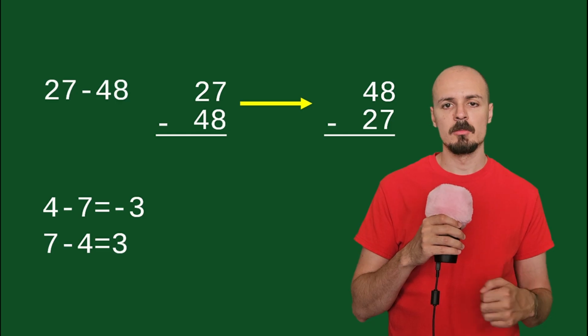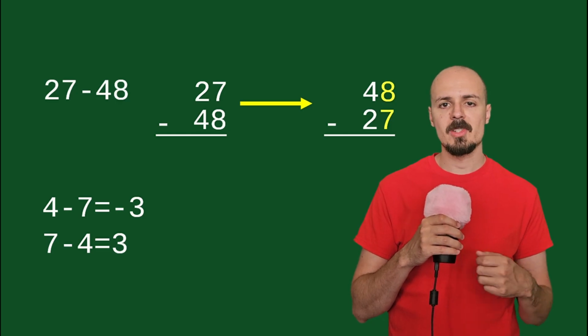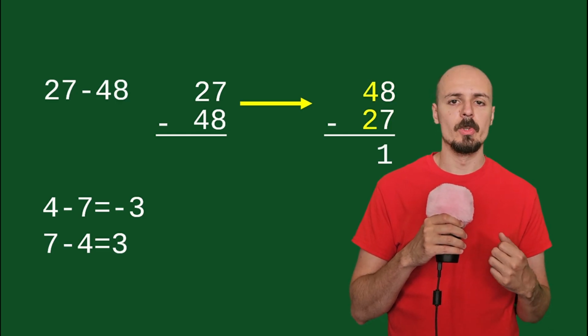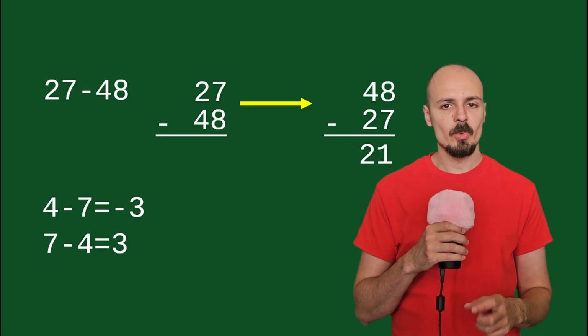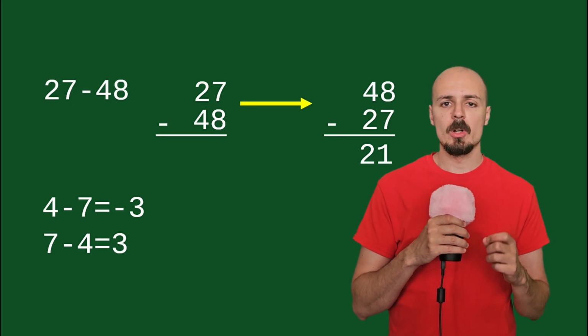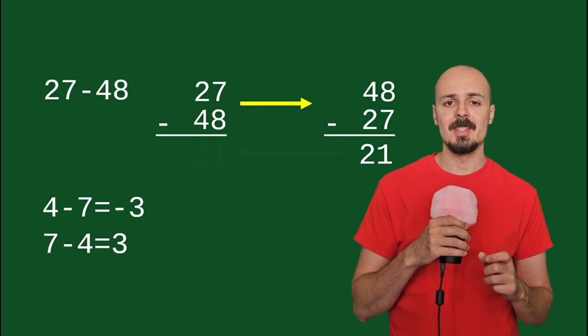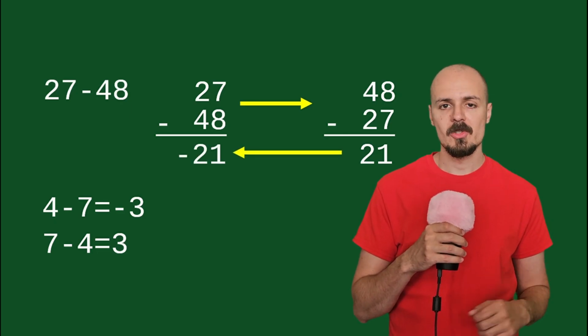48 minus 27 should be simple enough. 8 minus 7 is 1, and 4 minus 2 is 2. So the answer we get is 21. Now, because we get 21, it means that the answer for our original question must be negative 21. And that's all there is to it.